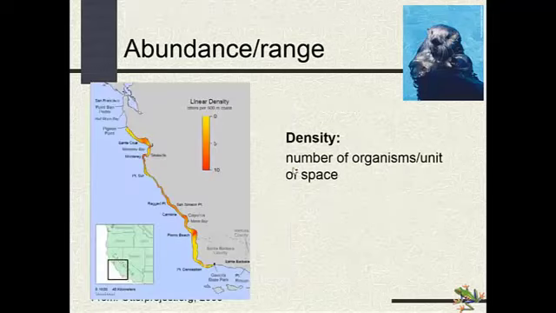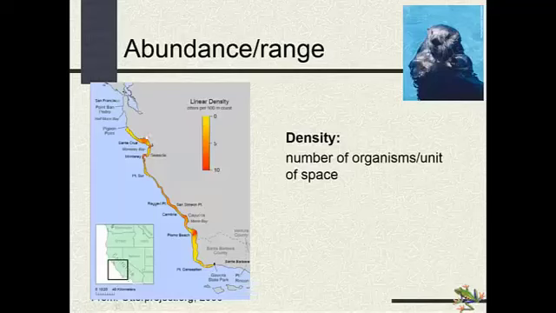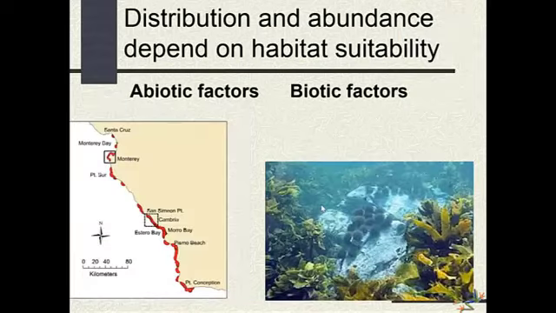When you look at abundance and range together, you come up with the density of an organism, which is defined as the number of organisms per unit of space. And what you can see here, that sea otters are concentrated in particular regions right here around Santa Cruz or Pismo Beach in Southern California. Distribution and abundance both depend on habitat suitability. And habitat suitability depends on the abiotic factors and the biotic factors present in that range.